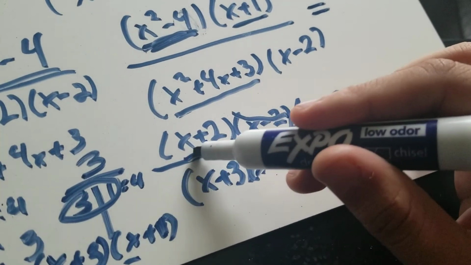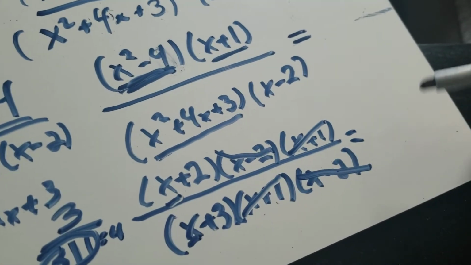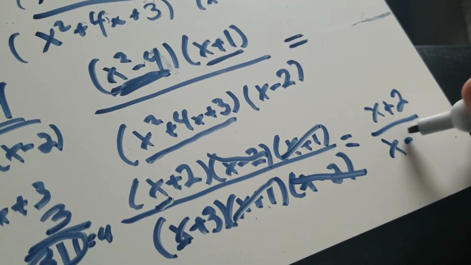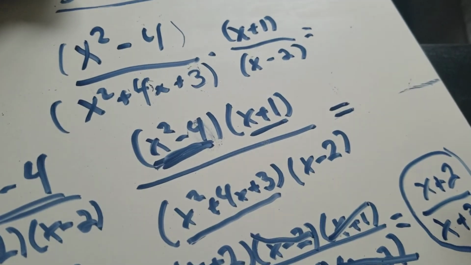These two, though, I can't remove this x and x because it's locked in with plus 2 and plus 3, so they're not the exact same. So I just write x plus 2, x plus 3. I simplified it that much. Why would you ever simplify that much?